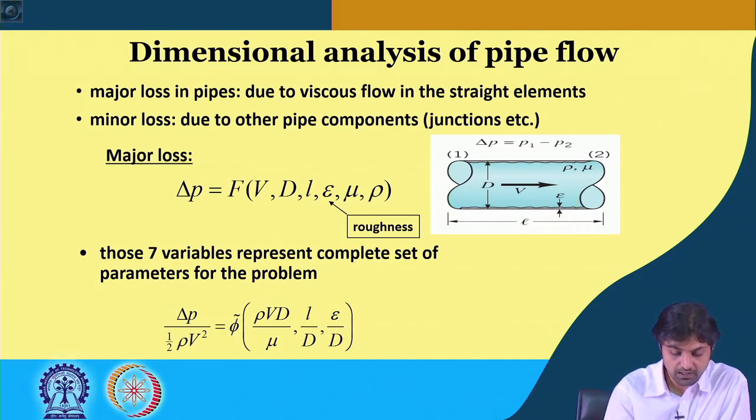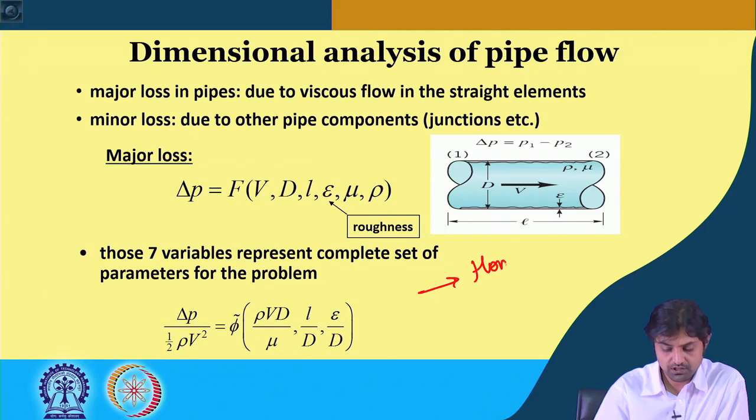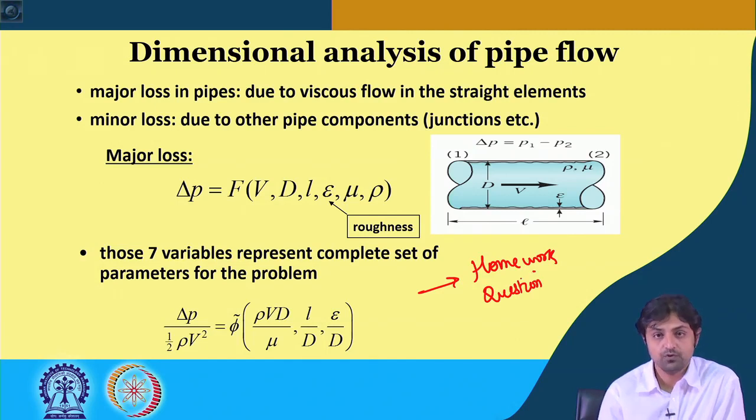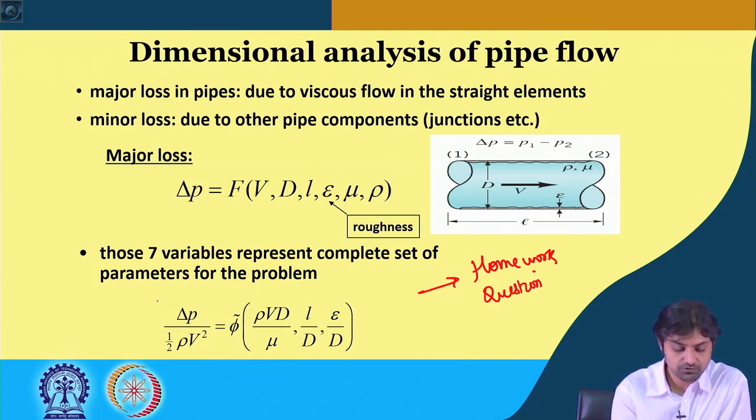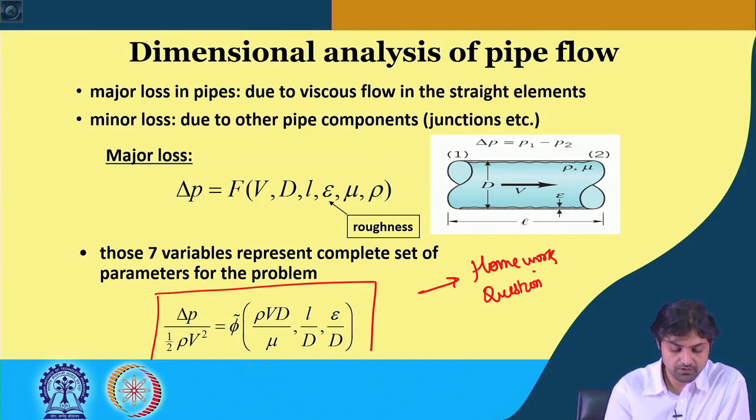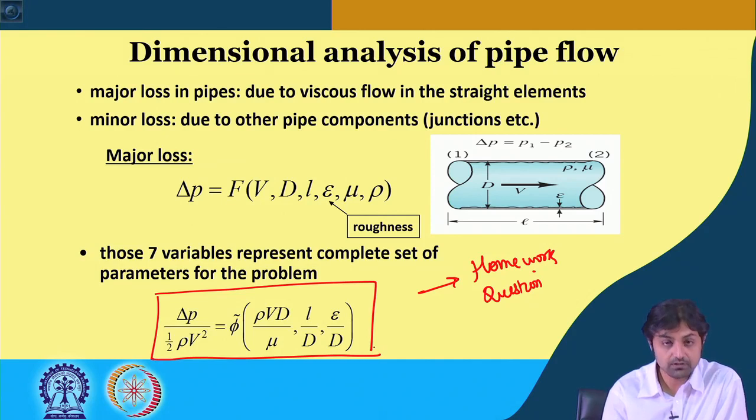Okay, and I ask you to do it as a homework question. If you have any problems, you can ask us about that in the forum. All right. So this is the general equation for pressure drop for a pipe flow with roughness element of epsilon.